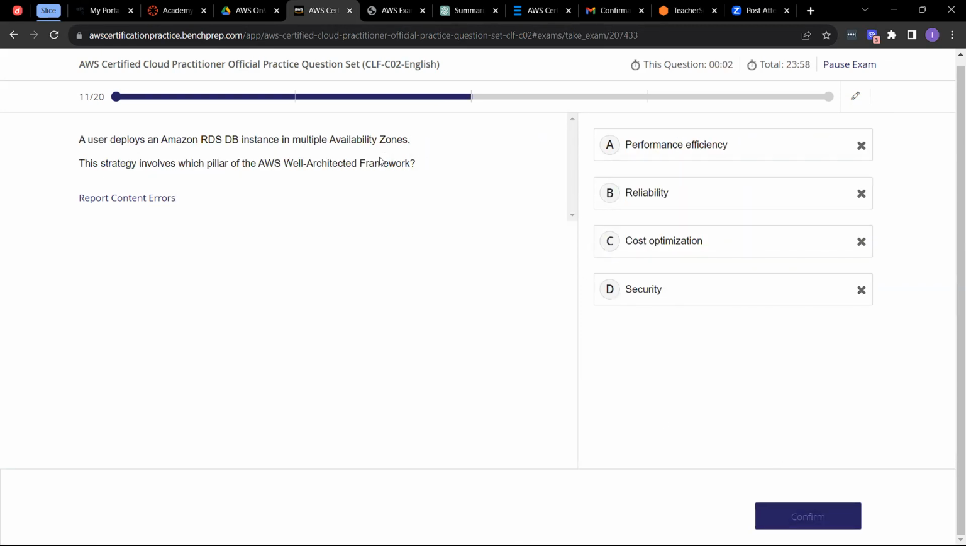A user deploys an Amazon RDS DB instance in multiple availability zones. This strategy involves which pillar of the AWS Well-Architected Framework? So the answers: performance efficiency, reliability, cost optimization, security.